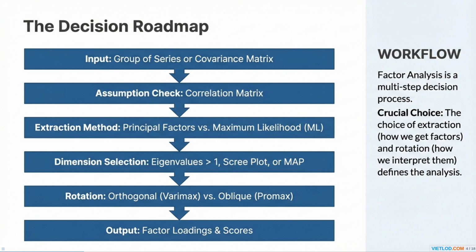The process begins with our input data, which can be a group of series or a pre-computed covariance matrix. We then check a key assumption by examining the correlation matrix to ensure the variables are sufficiently correlated for analysis. A crucial choice is the extraction method. We'll discuss the difference between principal factors and maximum likelihood, or ML.